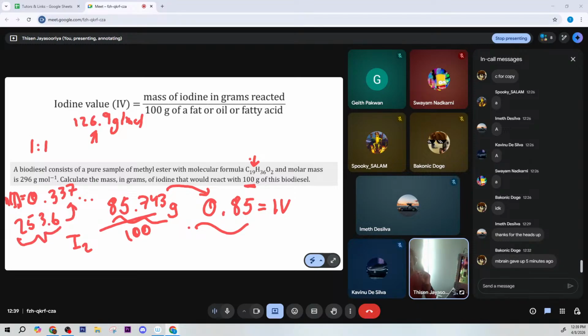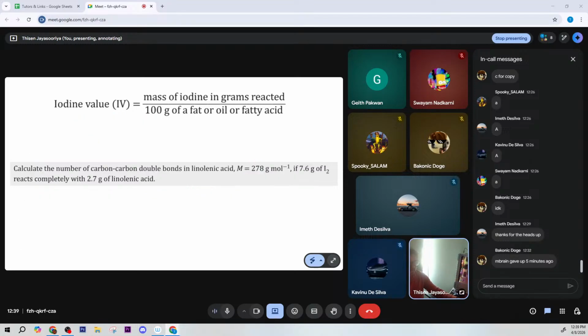And essentially, the higher the iodine value, the higher the degree of unsaturation of this compound. Does that make sense to everyone? Okay, Salam, it makes sense. This is basically the only new thing that you guys have done. Emeth, Kavinu, does that make sense for the two of you? So, keep going forward.